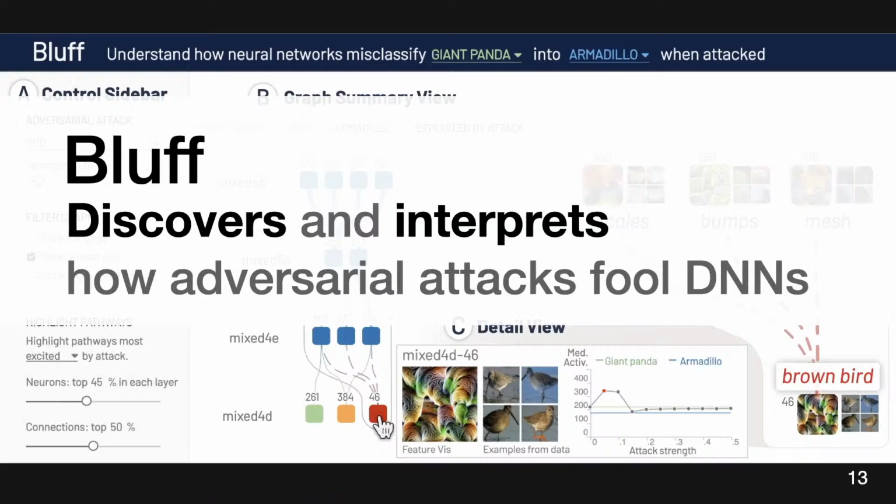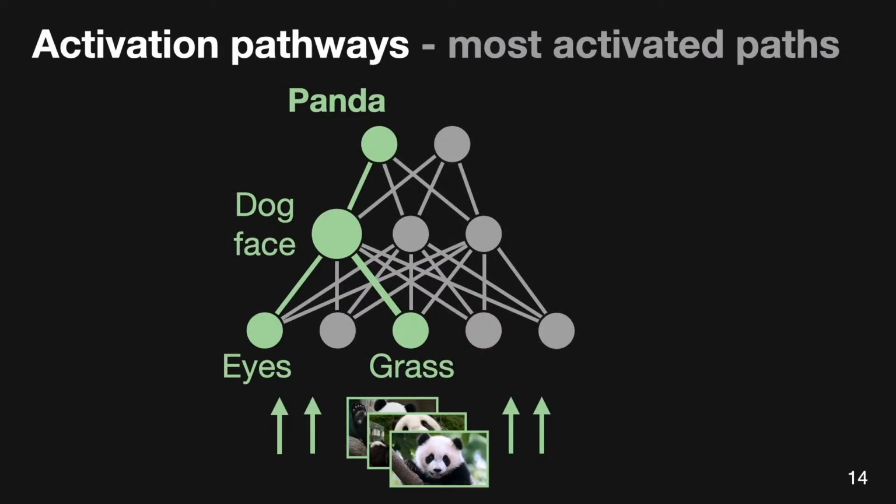We present Bluff, an interactive visualization tool for discovering and interpreting how adversarial attacks mislead DNN into making incorrect predictions. Our main idea is to visualize activation pathways within a DNN traversed by the signals of input data. For given input data, activation pathways consist of neurons that are highly activated and the most influential paths. Activation pathways represent what features are detected and how those features are related to contribute to the final prediction.